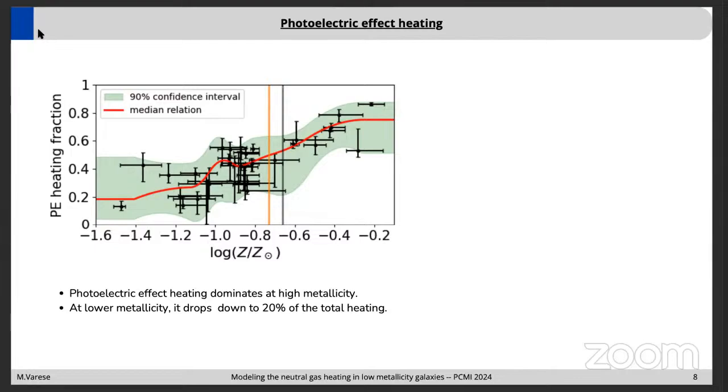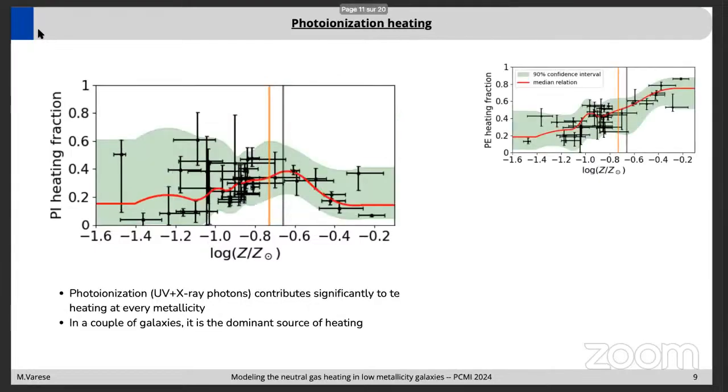So something else takes the place of dust, indeed. And can it be X-rays? So you have here the photoionization that is by X-rays and also a bit of UV photons. And what was surprising is that it accounts for a significant amount of heating, even in the higher metallicity galaxies. You have one galaxy here which has 40% of X-ray heating. And when you decrease the metallicity, you have some galaxies here with an X-ray heating fraction of around 30%. So it is actually a significant source of heating.